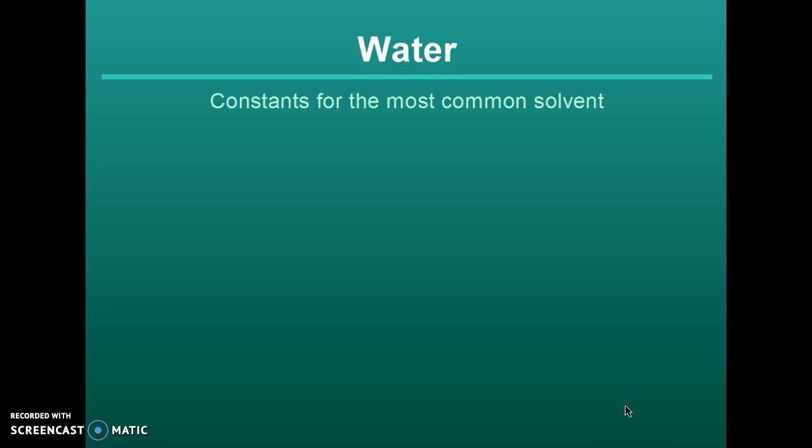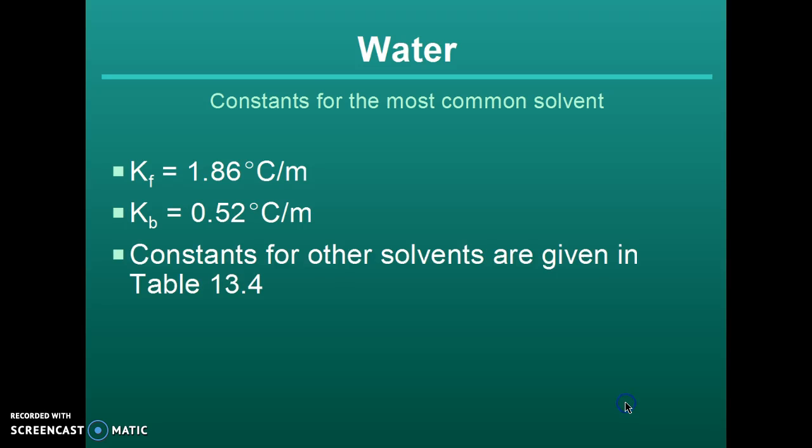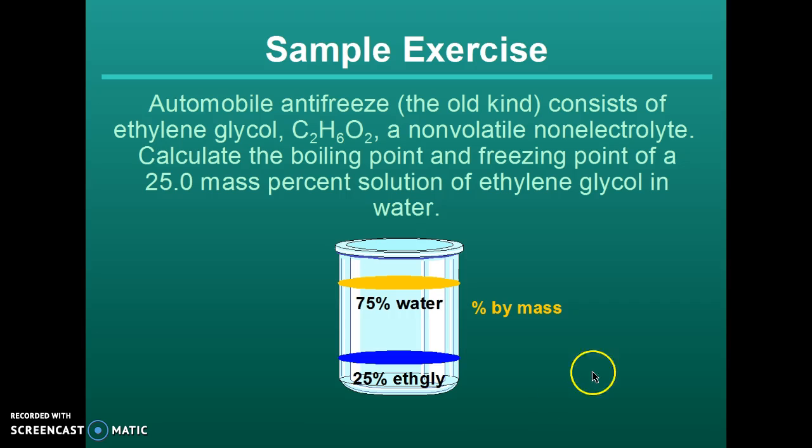Now here are the constants for the most common solvent, water. The freezing point depression is 1.86 degrees Celsius per mol, and the boiling point elevation is 0.52 degrees Celsius per mol. Constants for other solvents are given in various tables on the internet or in your textbook. Here's a sample exercise for you to do.